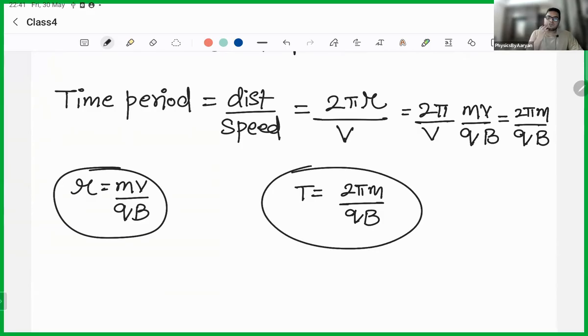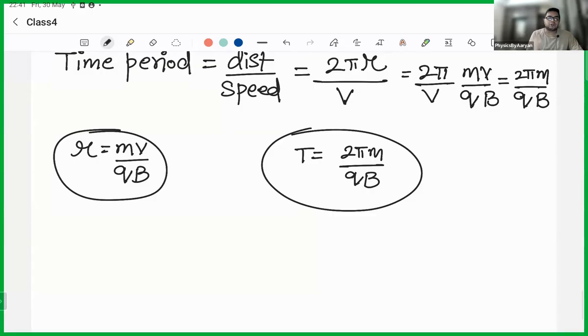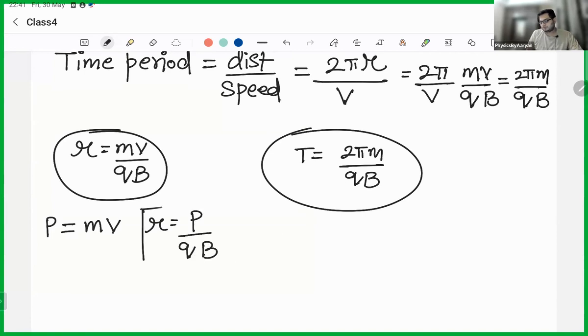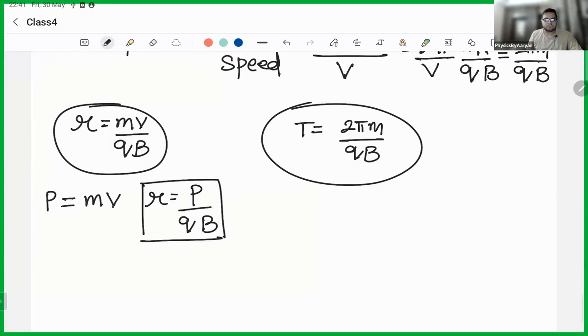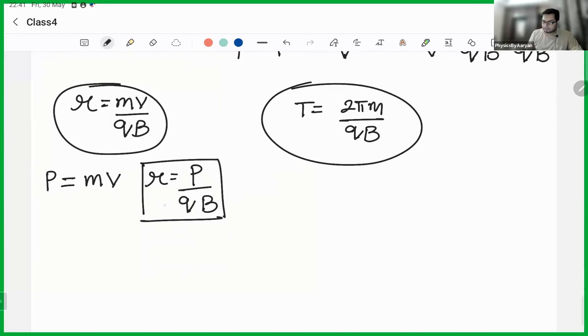But sometimes this formula is also written in different ways, because not always the speed is given to you. Sometimes the momentum is given. Sometimes you have to rewrite this formula, because if velocity is not given, let's say speed is not given to you, in that case momentum may be given to you. So if momentum is given, then you have to write this formula as momentum by qB.